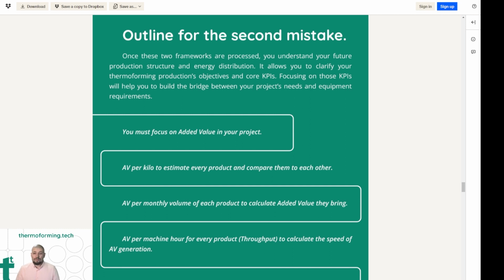So what is so important to everybody who is in the thermoforming business is to focus on added value per machine hour as soon as you reach the production volume which covers your operating expense, and then focus on those projects which bring you more added value than the average project in your production and product range.